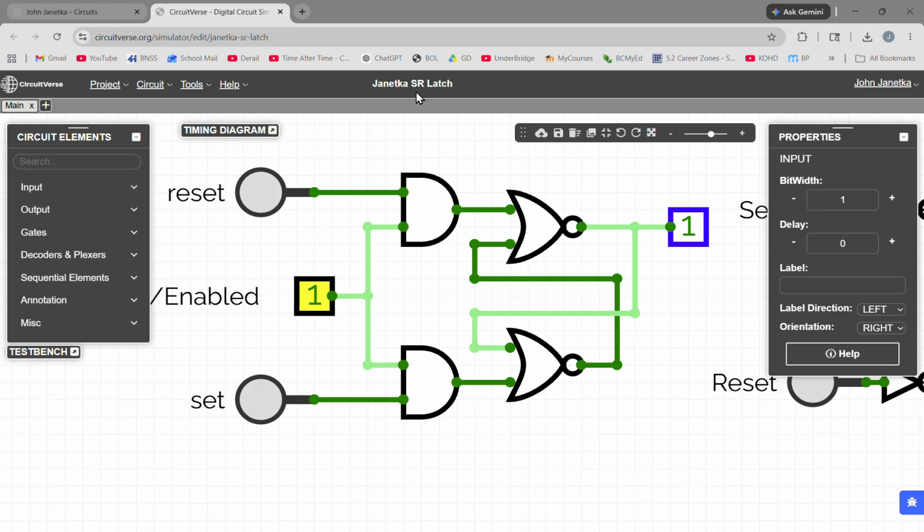Anyways, the SR latch. The SR latch is basically the start of another important gate we're going to look at next. But this is basically latches, your memory, right?